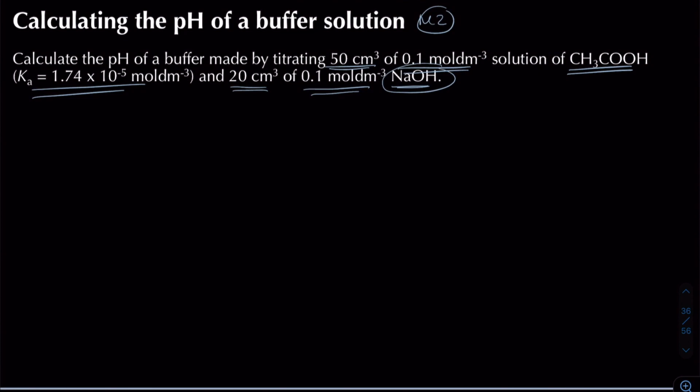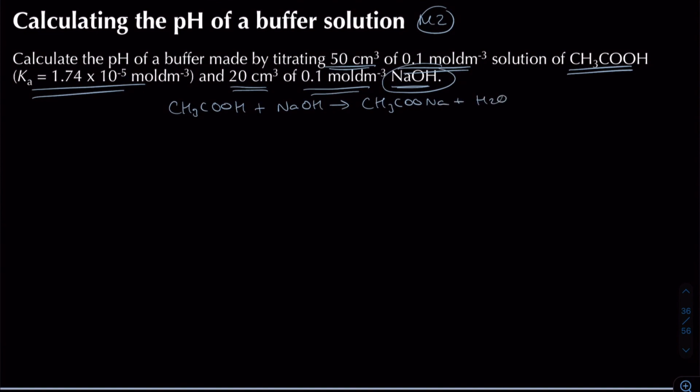No longer do we have a salt, but instead we've got a base that's going to react with our acid to form a salt itself as well. Now the first thing I'm going to do is write an equation for the reaction between ethanoic acid, CH3COOH, reacting with sodium hydroxide, and what we end up forming is our salt, sodium ethanoate in this case, and then we end up forming water as well.